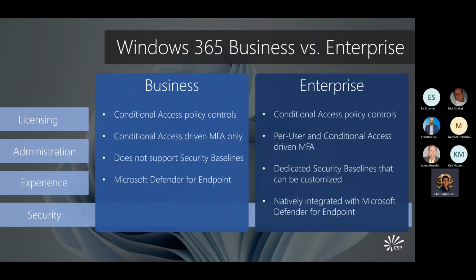All right, and then finally, on the security side, a lot of this is going to be based on additional licensing with business. So if you have just the Windows 365 license, you're not going to be able to take advantage of conditional access or MFA or Defender for Endpoint. But if you have the licensing to support those features, Azure AD P1, Intune, Defender for Endpoint, you can leverage those capabilities with a business instance.